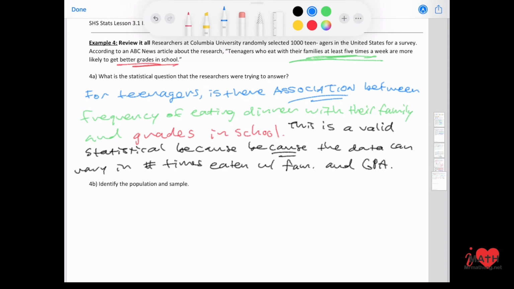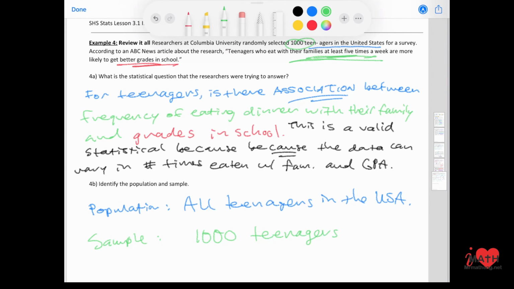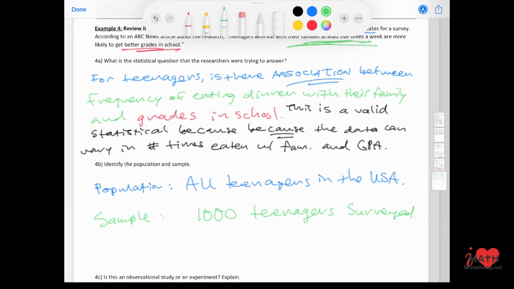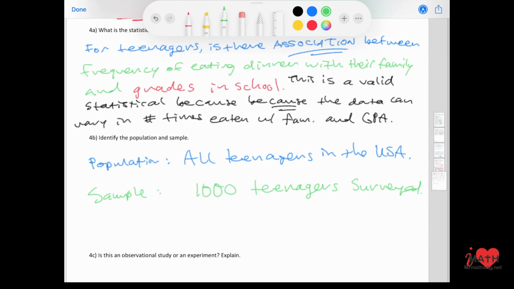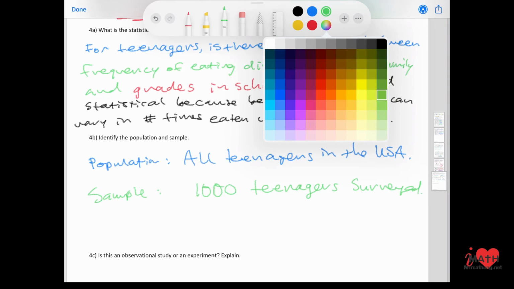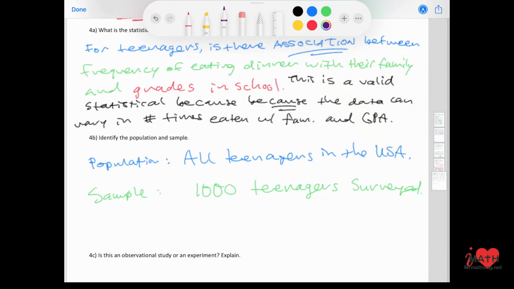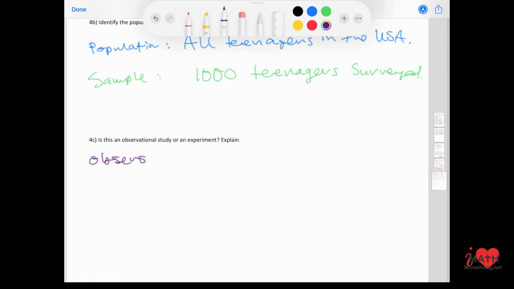Okay, who is our population? So teenagers, all teenagers in the USA. Who is our sample? Our sample is the 1,000 survey. Is this an observational or an experiment? Did scientists, statisticians, doctors do something? Okay, when you're asking a question of someone, it's actually an observational, right? So the answer is observational study.